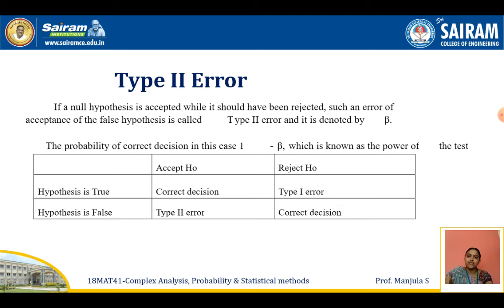Now the second case is, hypothesis is true even though we are rejecting the hypothesis. So that is type 1 error. That I explained in the previous slide. Now we'll see the next one. If hypothesis is false even though we are accepting that hypothesis, this is type 2 error. If hypothesis is false, of course we are going to reject. This is a correct decision. So you just remember the type 1 error and also the type 2 error.